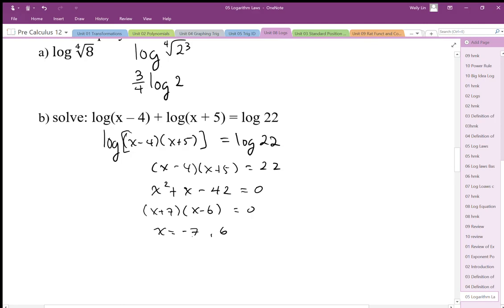Well, if I plug -7 in, I'm going to get a log of a negative number. I can't take the log of a negative number. It doesn't work. The domain of a log is bigger than 0. So this is an extraneous solution, and we always have to check for extraneous solutions when we're dealing with log equations.